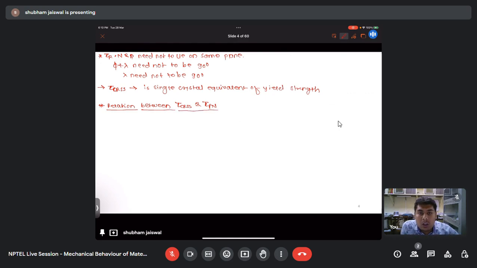So both of these, the critical resolved shear stress tau CRSS and the Peierls-Nabarro stress tau PN, represent the minimum shear stress that is required to overcome the lattice resistance. Tau PN is basically the theoretical value that is needed, whereas tau CRSS is the experimental one. While calculating tau PN, the temperature considered is 0 Kelvin, whereas in the case of tau CRSS, the temperature is the temperature present at the time of experimentation.